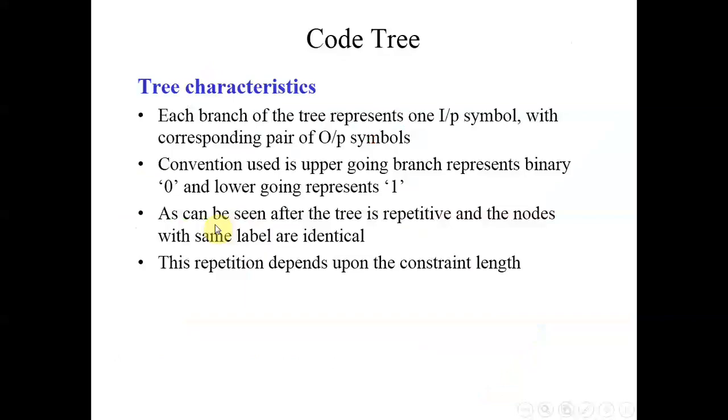Now in this case, whenever you have received the input symbol, you have a branch of a tree coming into the picture. The convention used is, if you are going in the upward branch, the upper branch, it represents binary 0, that means you have received 0, and if you are going to the lower branch, that indicates you have received 1, and then you start repetition of the tree.